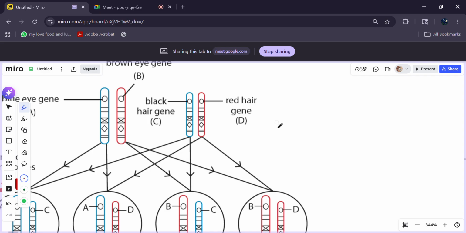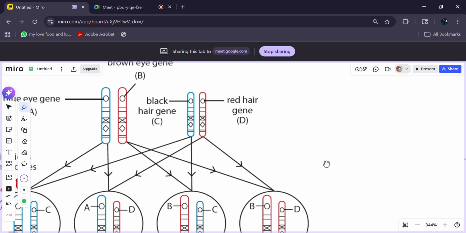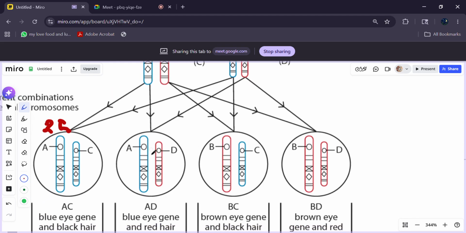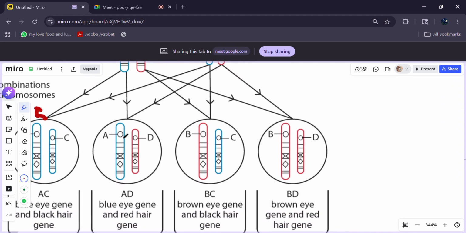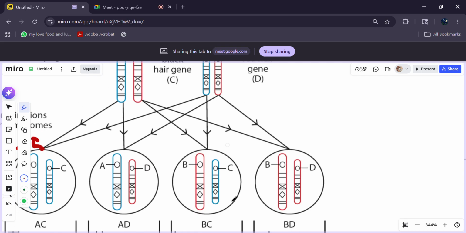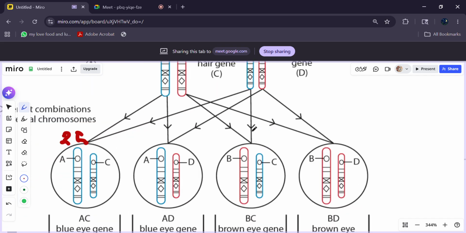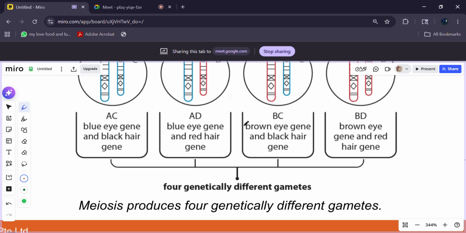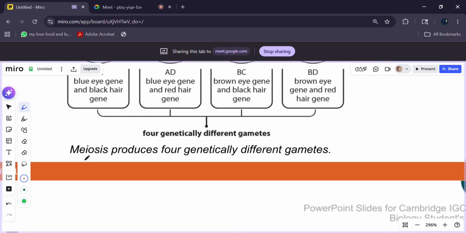Now, these all codings are different gametes, 4 genetically different gametes. And meiosis is this type of cell division that creates these gametes. That means it produces daughter nuclei which contain half of the number of chromosomes as the parent nucleus. Notice the parent nucleus has 4, but each child has only 2. This is the process of meiosis. Meiosis produces 4 genetically different gametes.